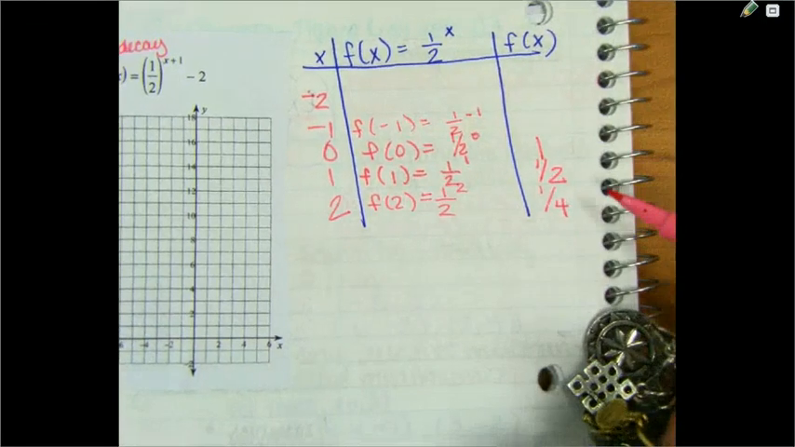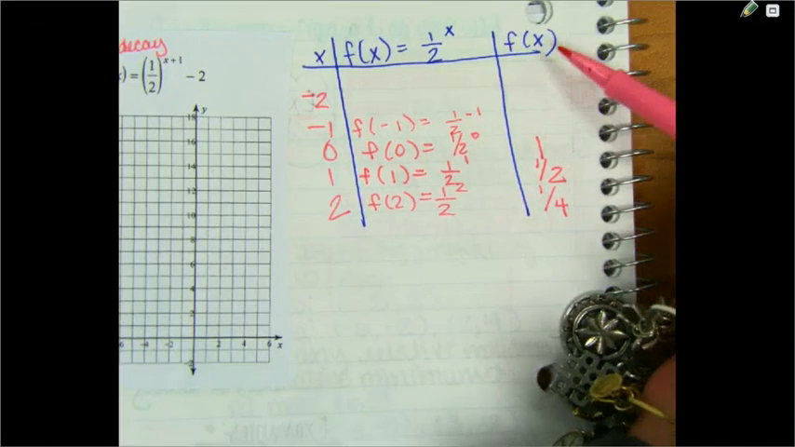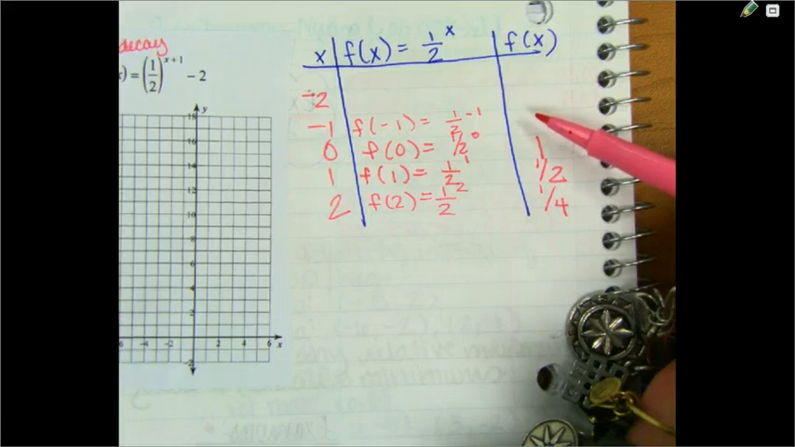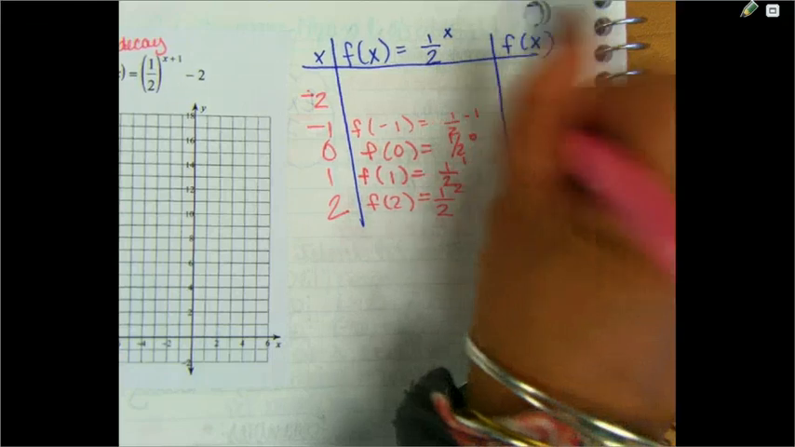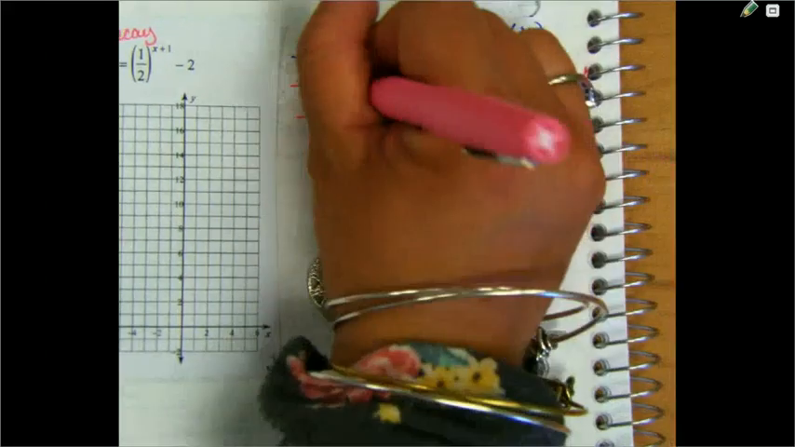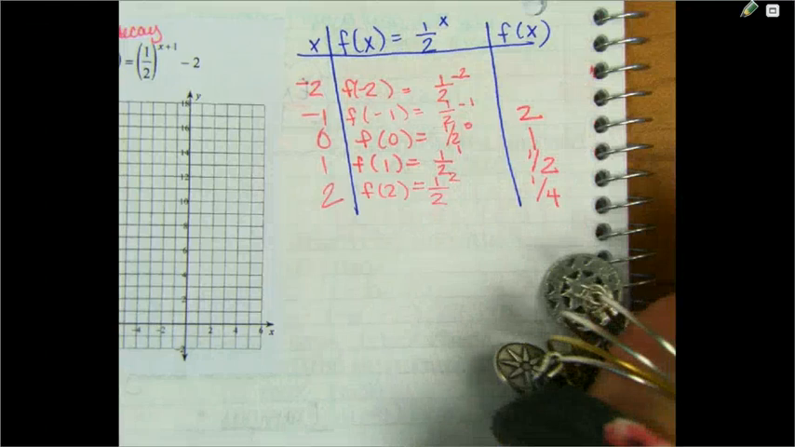2. Look at the pattern. We went 1/4, 1/2, 1. Are we getting bigger or are we going smaller? We're getting bigger, so is it going to go to Leilani? 2. Remember, negative just does what to it? Flips it. F of negative 2. 1/2 to the negative 2, which is what? 4.